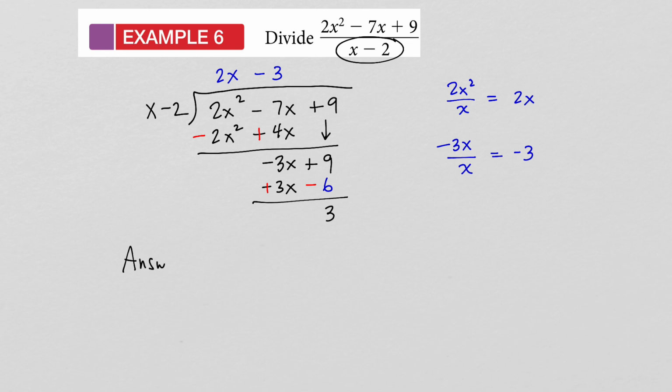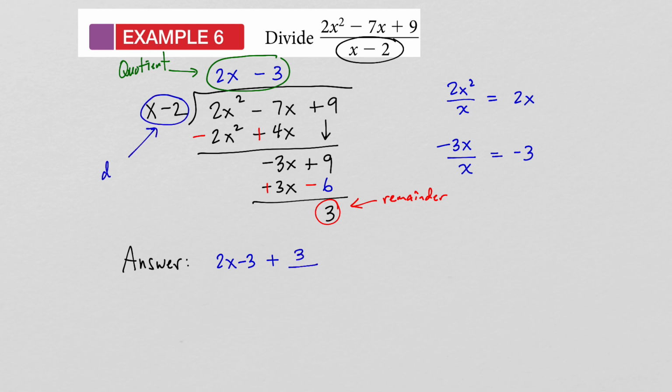So the answer is this part, right, which is called your quotient. That's the main part of your answer. So it's going to be 2x minus 3 plus your remainder, which is this part here, which is 3, divided by your divisor, which is this part here, which is x minus 2. And so the answer is 2x minus 3 plus 3 over x minus 2.